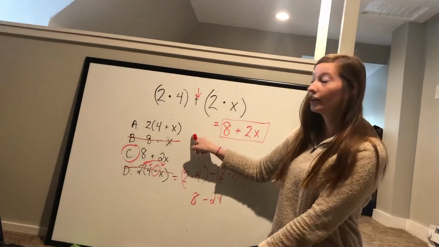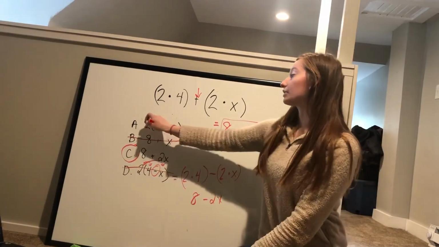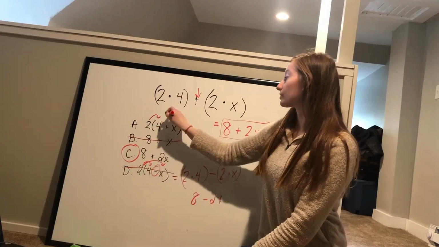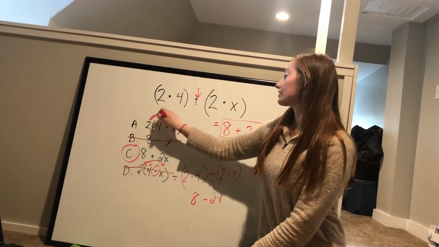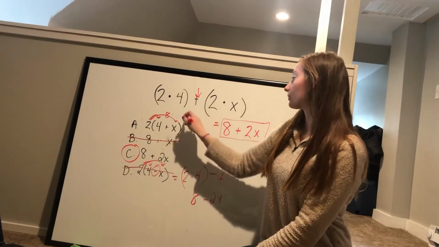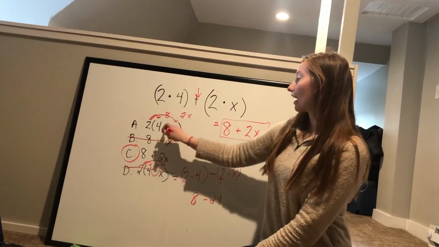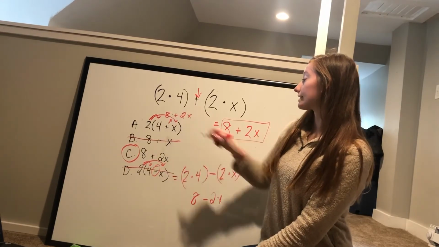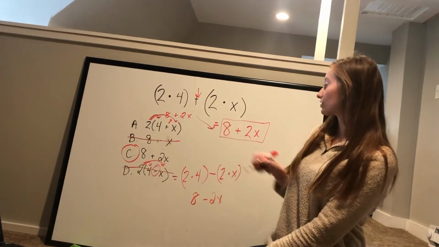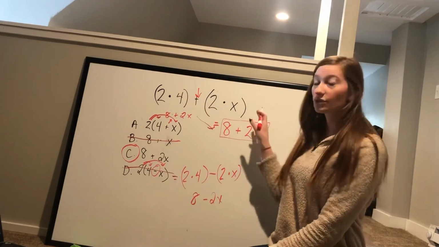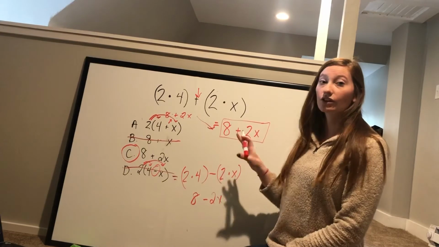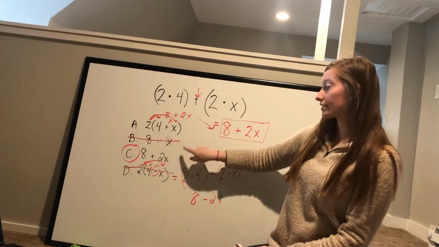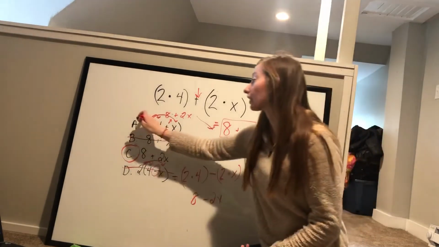The top one, we do the same thing. I would do 2 times 4, which equals 8, and then 2 times x, which equals 2x. I bring up my operation, it's addition, and I find that those two are the same. So this is what you want to do for every single one. You have to go through each answer to make sure you figure out which ones are correct.